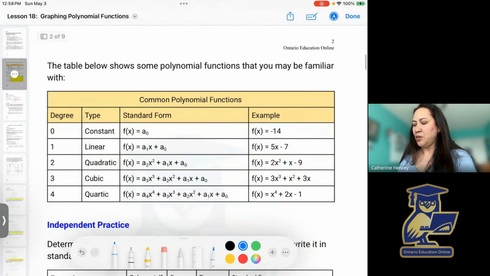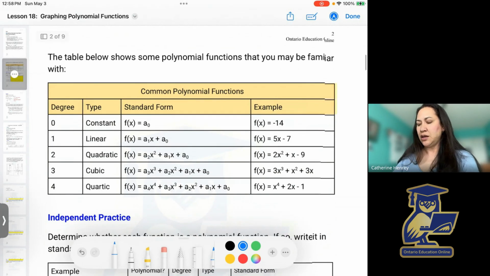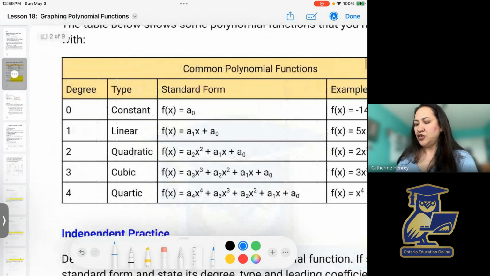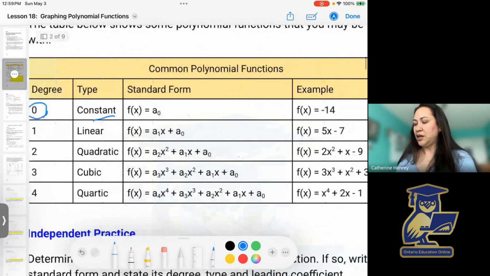So here we go with the table. It shows some polynomial functions that you may be familiar with. Remember the degree. The degree is the highest exponent, and that'll give you the type of function, and then we'll write out the standard form, and then we have an example. For a degree of 0, that means we have a constant, and the function is f of x equals a naught. So that would be a constant number. For example, f of x equals negative 14.